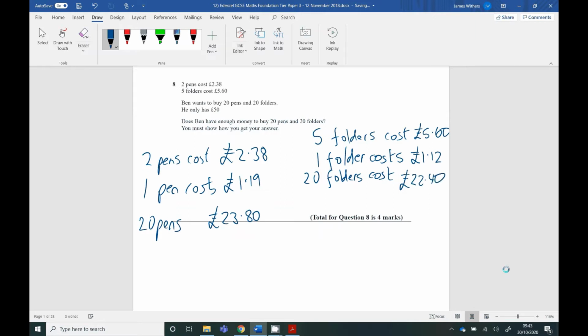So he's got to buy 20 pens and 20 folders. The 20 pens are £23.80 and the 20 folders are £22.40. So let's add those up. 0, 8 and 4 is 12, so 2 carry the 1. 3, 4, 5, 6, £46.20. Of course, you could have used your calculator for that. So it's going to cost him £46.20. He's got £50. Does Ben have enough money? So yes, Ben does have enough money.